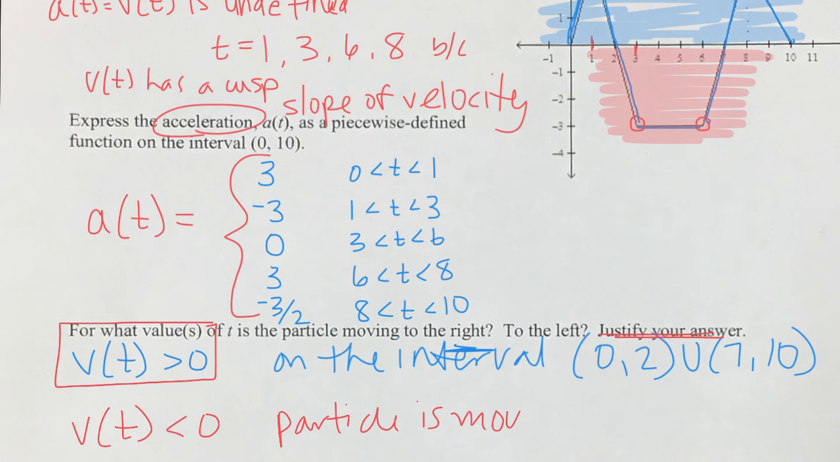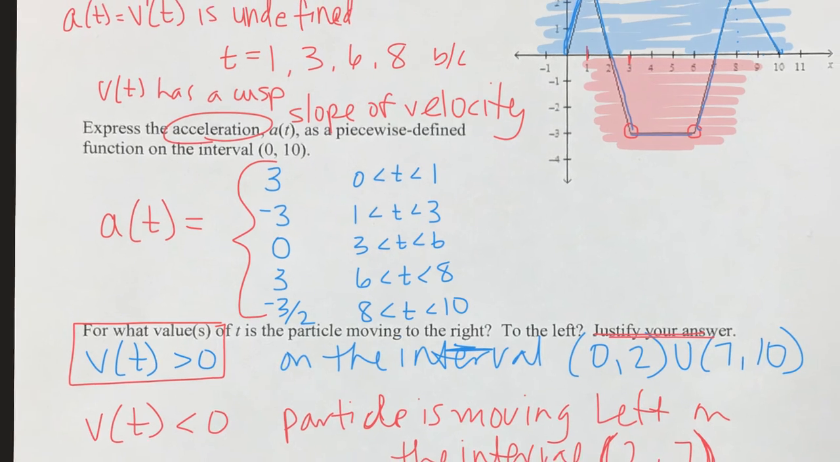So for AP, you want to write in complete sentences, to be able to justify your statements with some calculus. The particle is moving left on the interval from 2 to 7. That's where the graph is below your x-axis, where your velocities are negative.